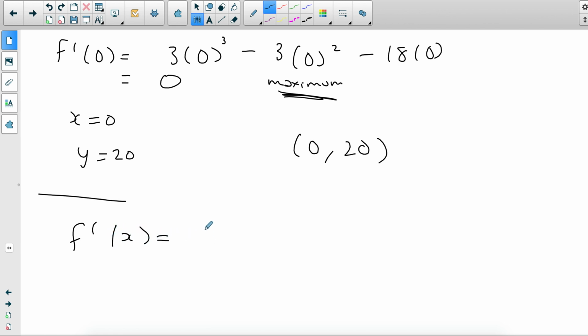The derivative is 3x cubed minus 3x squared minus 18x. This is a cubic function, and most cubic functions have 3 roots or 3 solutions at maximum. So we do expect whenever we're solving these to get 3 solutions.